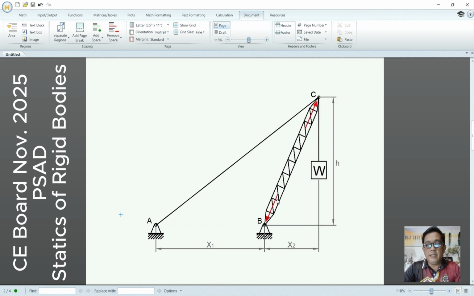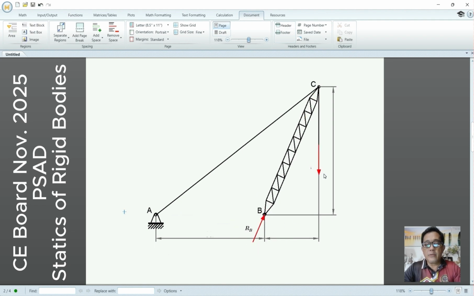So these are the forces in the beam. This one is pushing through the joint C, and this one is pushing towards the pin. So if we are going to remove the pin here, that will be replaced by a reaction that is opposite in direction of this force here, like this. Let's call that RB. This one here is the weight. Let's call that W.